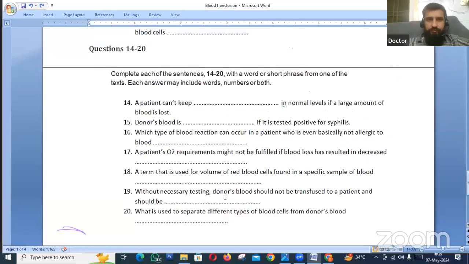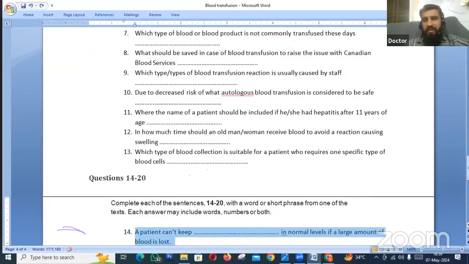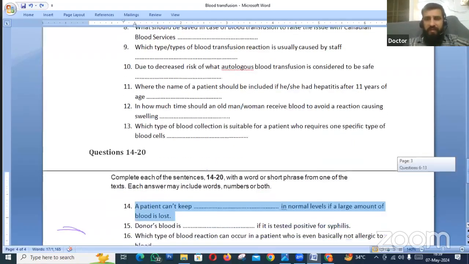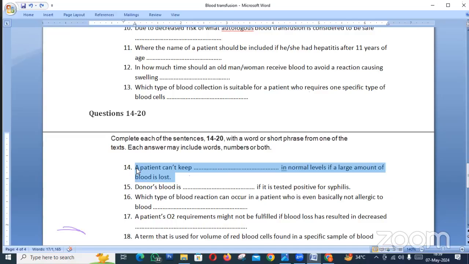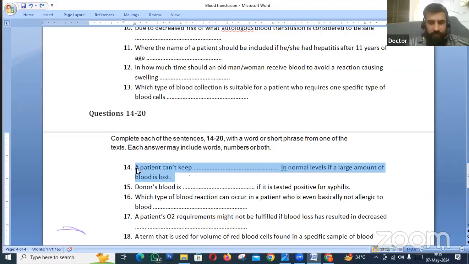So next question. This part is a little bit like a question where you ask a question and at the end you find the answer. Now this is like fill in the blank. You have directly a blank in the sentence. A patient cannot keep dash in normal levels if a large amount of blood is lost. So now, in which text is it possible to find the answer? Text A. Text A, very good, excellent.